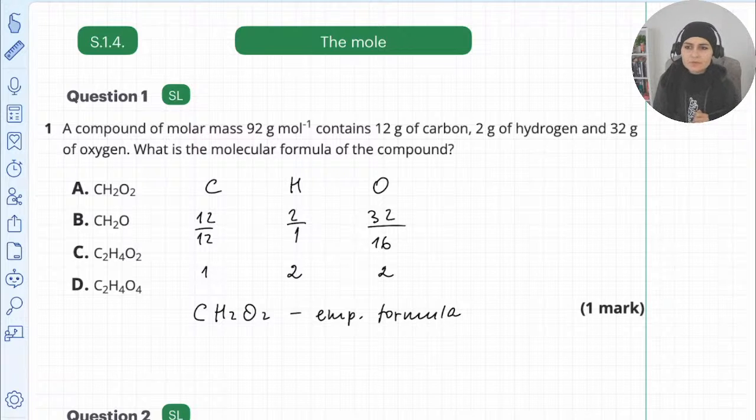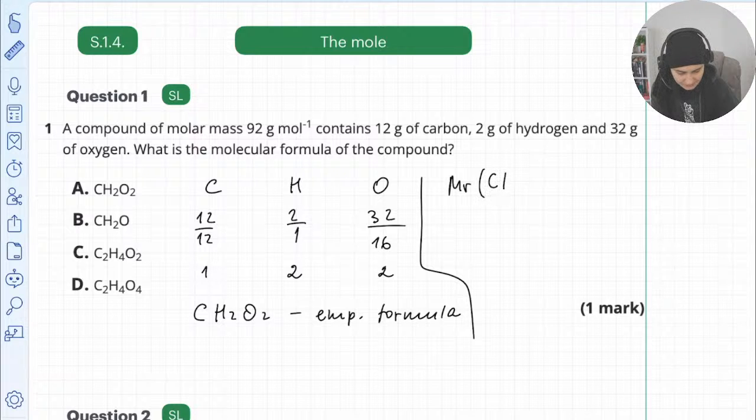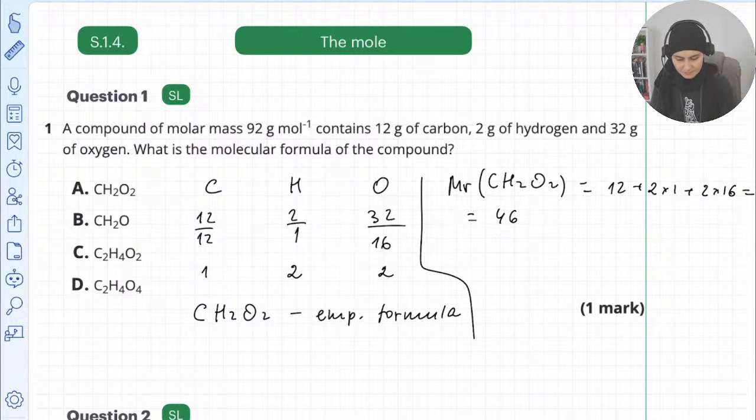And then to find the molecular formula, we need to use 92. They've given us the molar mass of the compound, so we just have to find out how many times heavier our molecular formula is compared to the empirical formula. So I'll find the Mr of the empirical formula that I got, CH2O2, which is 12 plus 2 times 1 plus 2 times 16, which is 46. And then I take the true molar mass, 92, and divide it by 46.